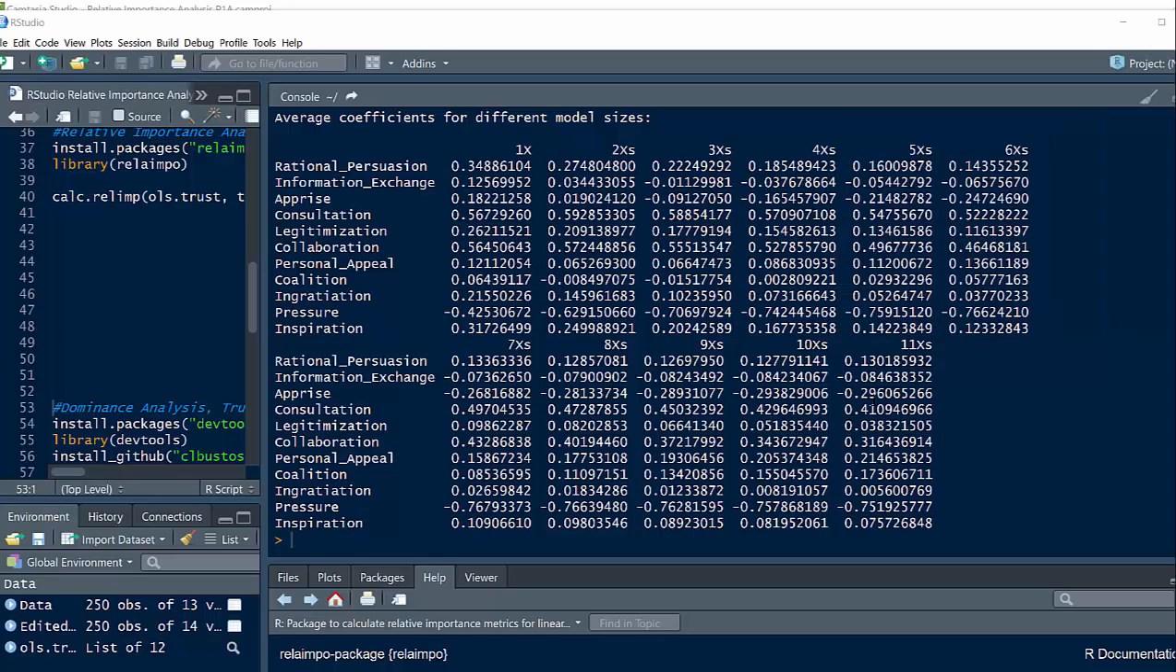The relative importance of predictors varies as the model becomes more and more complex. The coefficients for these variables change as more and more variables are entered into the model. The coefficients tend to become smaller, and this is because the variance in trust is being partitioned over a larger number of variables, and there's going to be some overlap within these variables. So the more variables there are, the greater the potential for overlap.